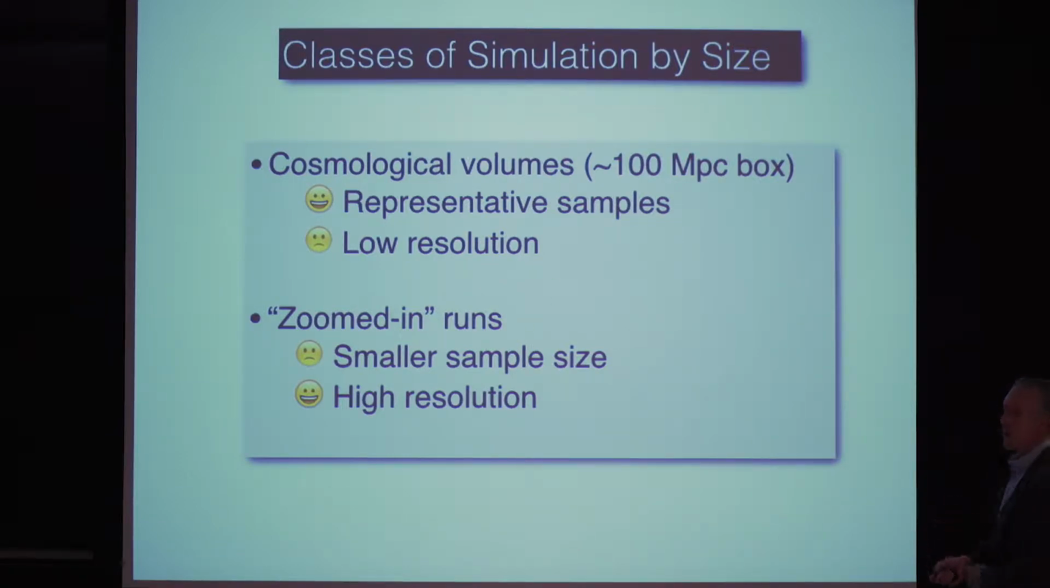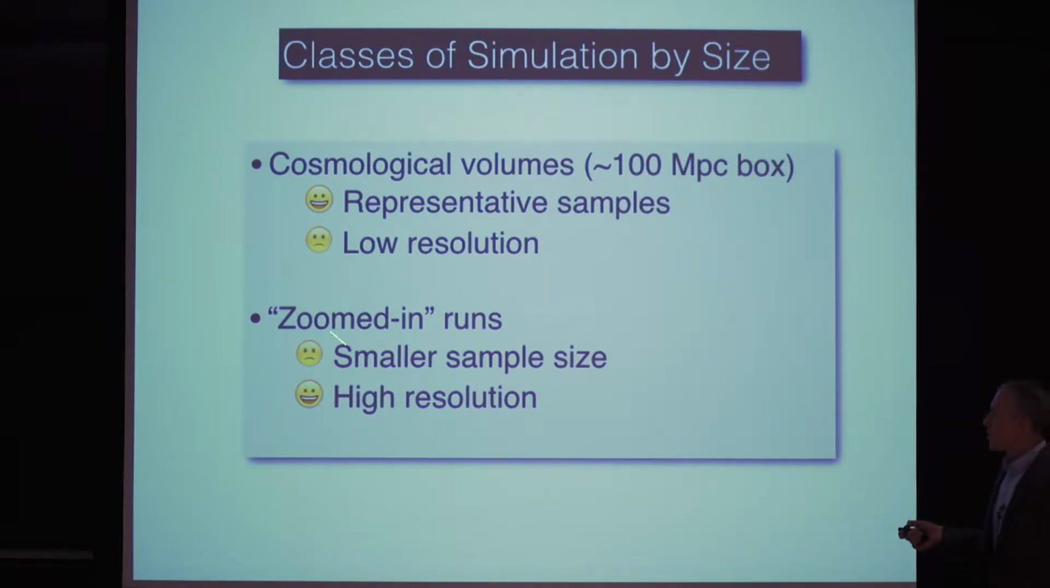Some are big and some are small. That's basically it. There's really big box simulations that are cosmologically representative. So imagine they're like 100 megaparsecs on a side. In those, you're creating entire populations of galaxies that you can look at statistically, to ask global questions. So the good thing about them is they're representative. You have lots of galaxies in your simulation. The bad part is they tend to be lower resolution because they're running these big volumes, and so you're not resolving individual galaxies that well.